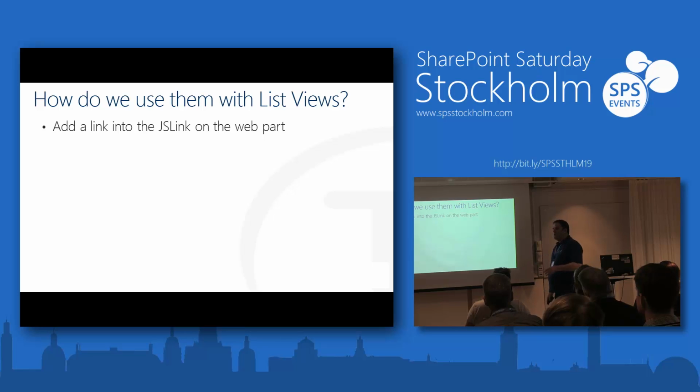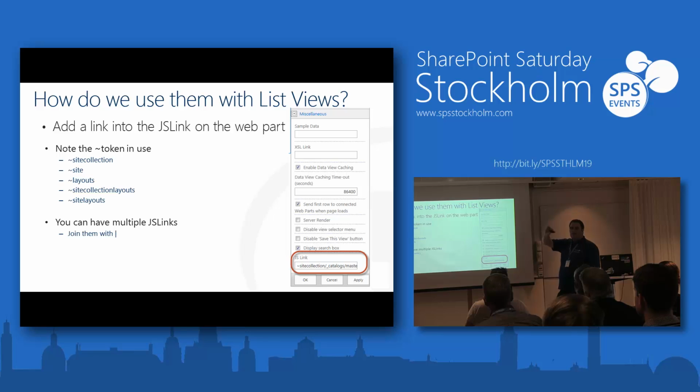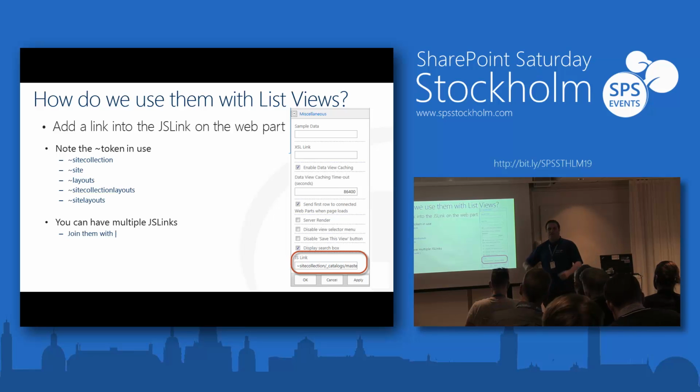So the way we're adding them is using JSLink. So, who's using SharePoint 2013 daily at the moment? Brilliant, so a good lot of you. You drop a list view web part on the page, and if you go down to the miscellaneous section at the very bottom of the web part properties, there's this wonderful JSLink. And this is where we basically register any multiple overrides.